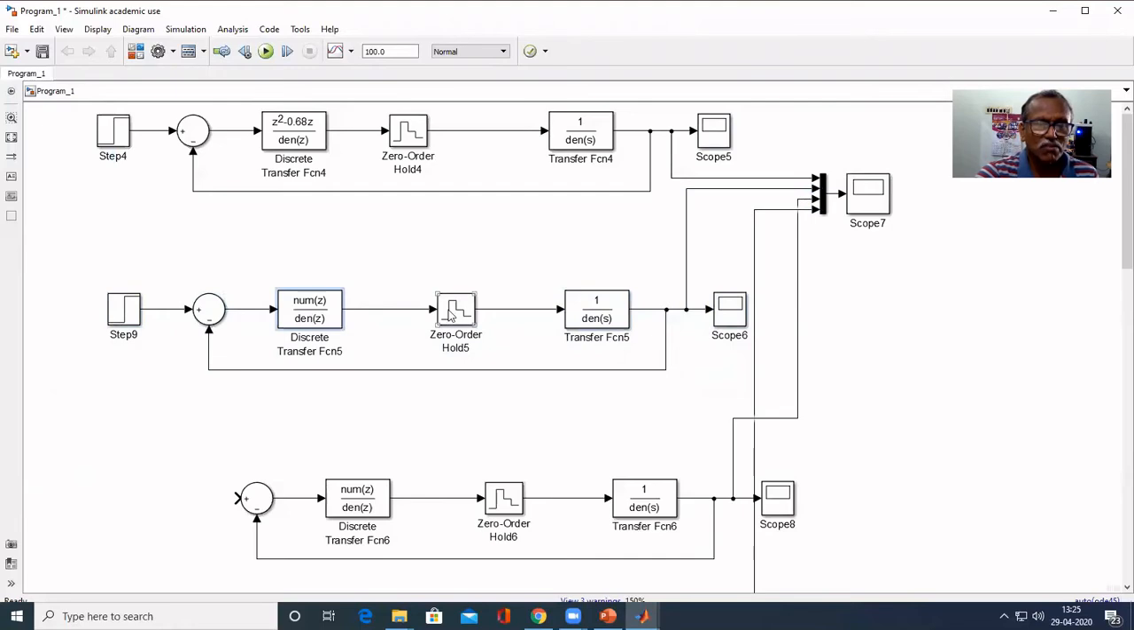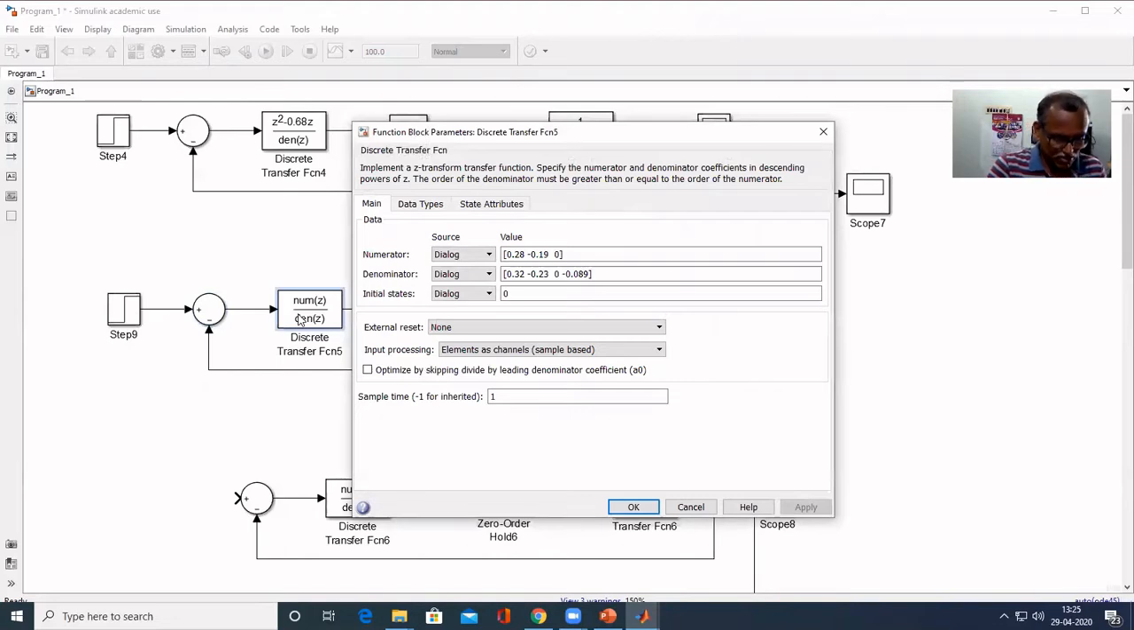This is the discrete transfer function block, zero order hold block, transfer function block, scope, summing block. That's all. Now we have to enter the controller. What is the controller? For mu equal to 3, the controller numerator is 0.28 minus 0.190, because no constant term, that's why 0 we entered. Denominator 0.32 minus 0.23 minus 0, because no z term, and therefore constant term is minus 0.089.